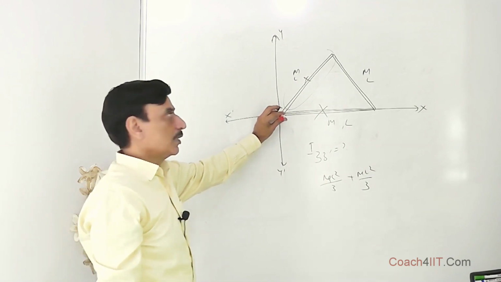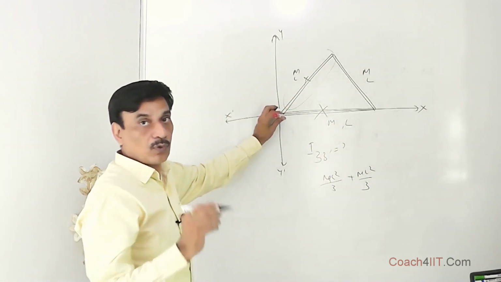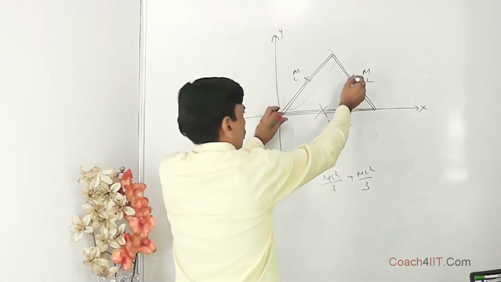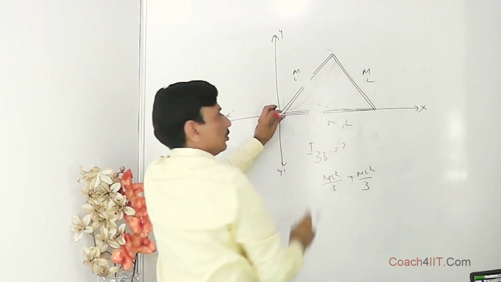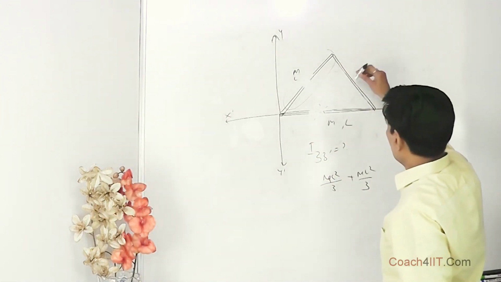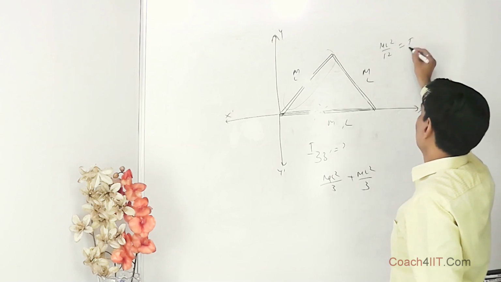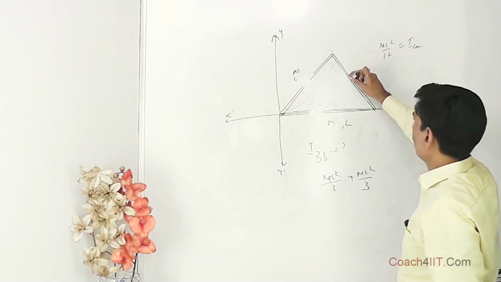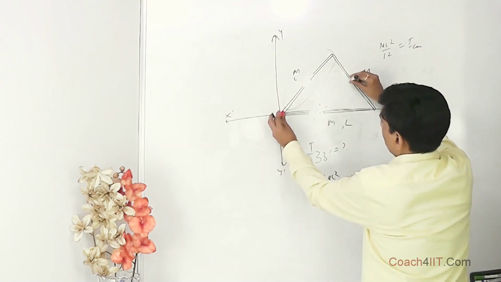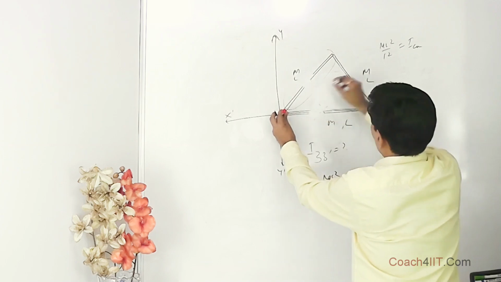Now we have to find the moment of inertia of this rod about this axis. For that we can use the parallel axis theorem. We know the moment of inertia of this rod about its center axis is ml square by 12, that is I CM. We have to find the moment of inertia about this axis, and these two axes are parallel to each other, so we can use the parallel axis theorem.